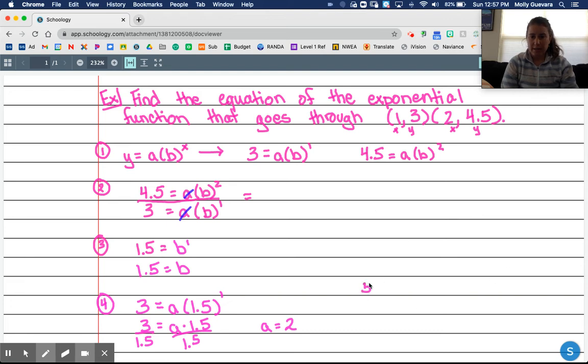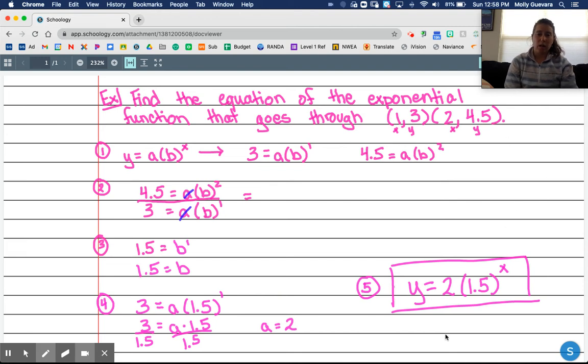And then the last step, step 5, is just writing down the answer. So y is equal to a is 2, b is 1.5 to the x. And that is the equation of the graph. Okay, this graph goes through these 2 points, but that's the equation that we're looking at. So hopefully that makes sense.